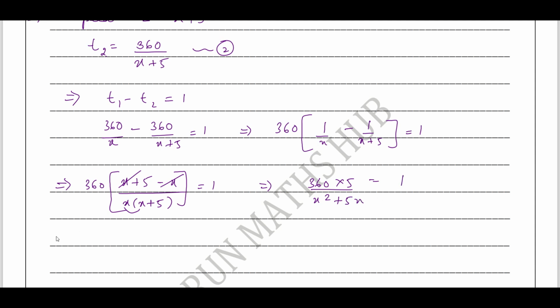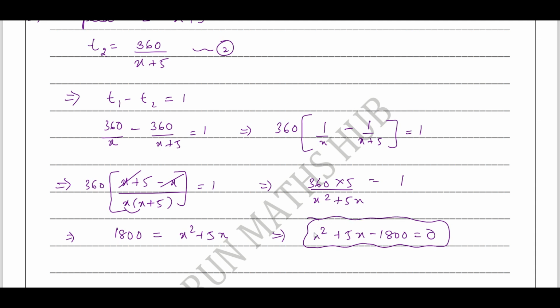Now cross multiply. 360 into 5 is 1800, equals x square plus 5x. Shift 1800 to the RHS, it becomes x square plus 5x minus 1800 equals 0.